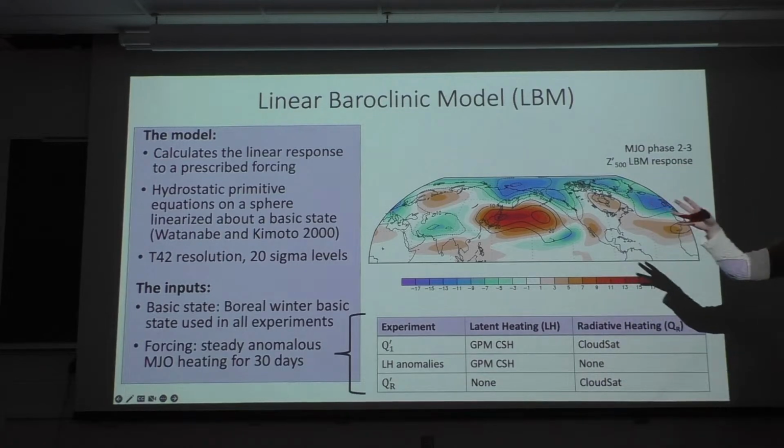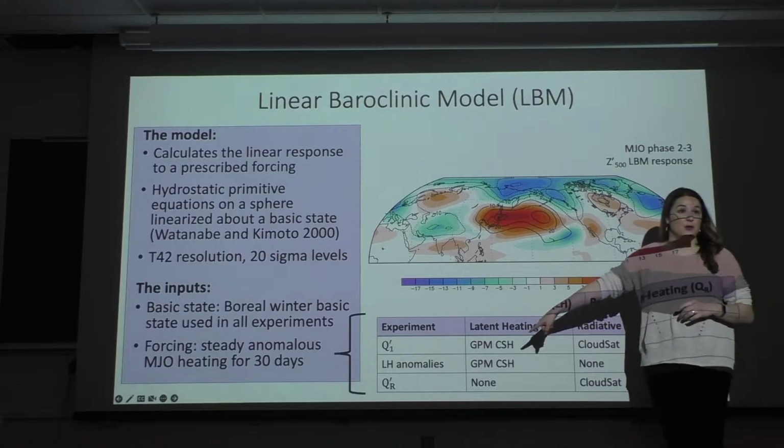where the prescribed forcing would be our apparent heat source, or heating, taken from our observations. This model uses the hydrostatic primitive equations on a sphere, and they are linearized about a mean state or a basic state. We use the exact same basic state for all experiments, which is just a boreal winter mean. So it's going to have the winter mean fields that will determine the Rossby waveguides. The only thing that we're changing for all of the experiments that we're going to show is the heating, the forcing.